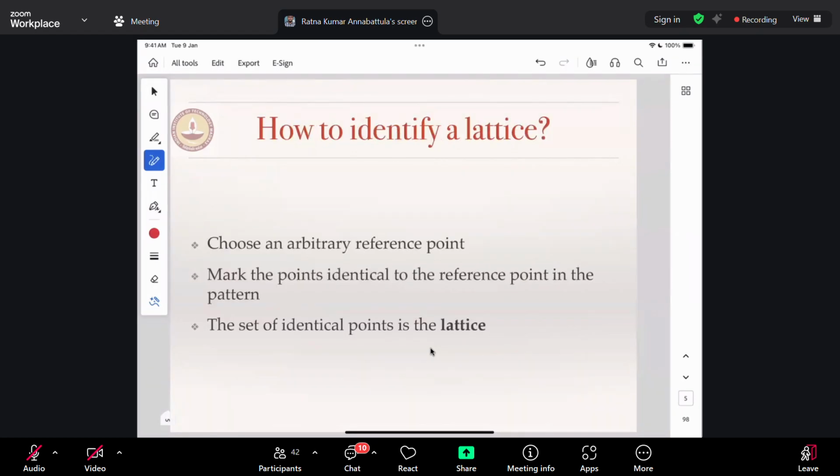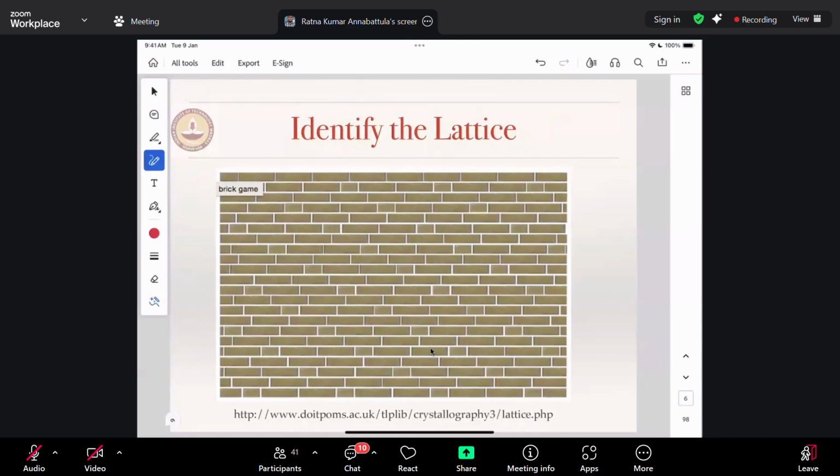Okay, so now first of all, let us focus on finding what is a lattice. How to identify a lattice? If you have a repeated structure in 3D, what do you mean by lattice of that structure? Identifying a lattice is pretty simple. All that you need to do is choose an arbitrary reference point, any reference point, and mark the points that are identical to the reference point in the pattern. And this set of identical points is called a lattice. When I say that in words, it's not very clear, but let me show it through this.